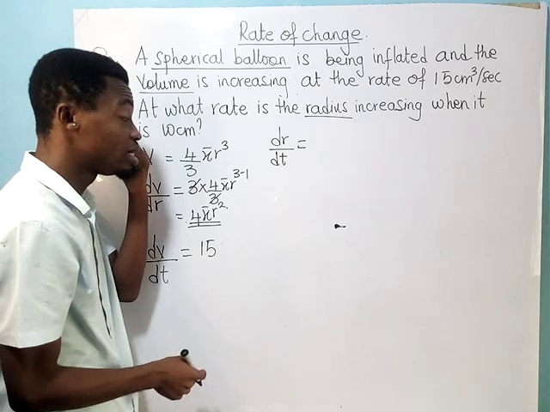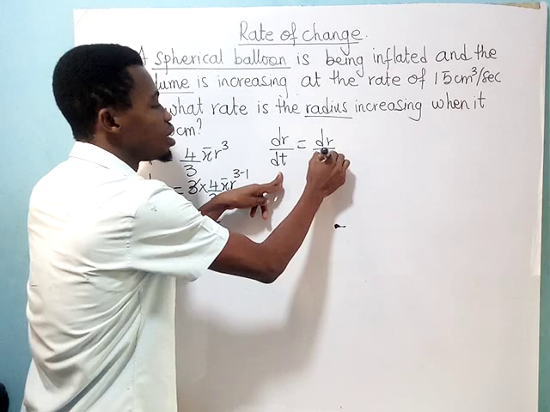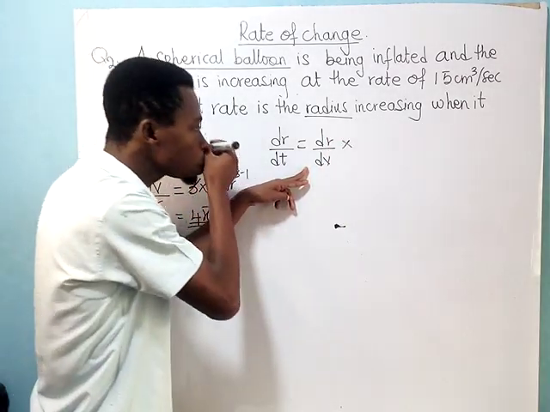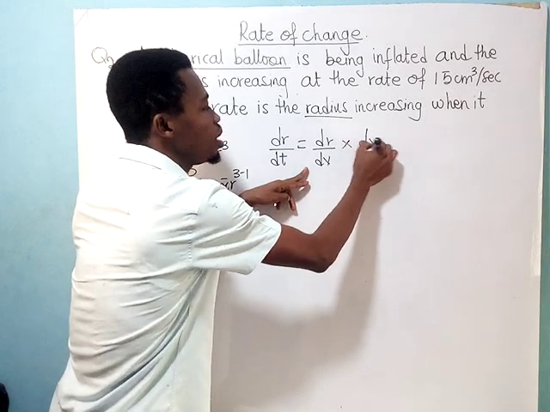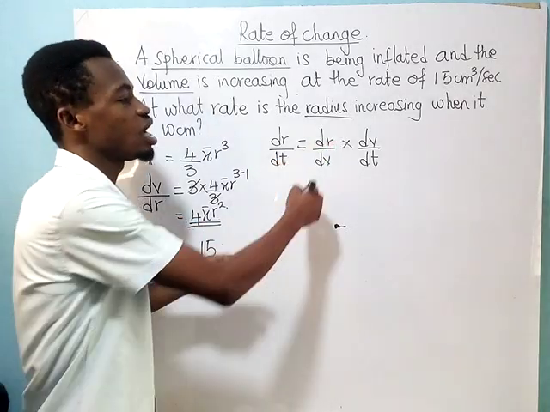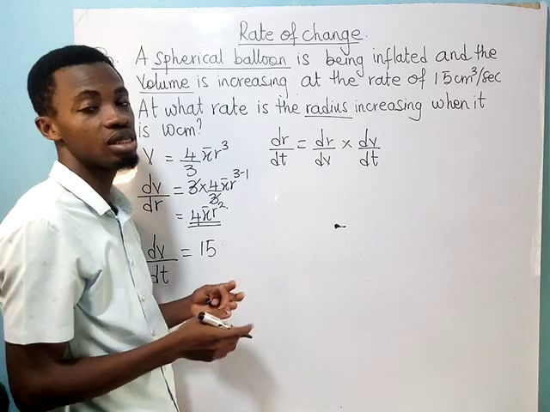Now dr/dt is going to give us dr/dV multiplying dV/dt. Why? Look here. Here we are supposed to solve this. dV will cancel out dV. Now we'll get dr/dt.